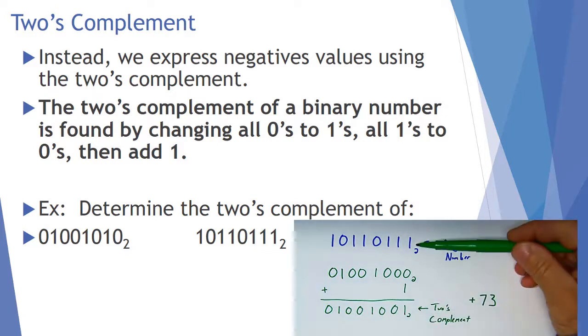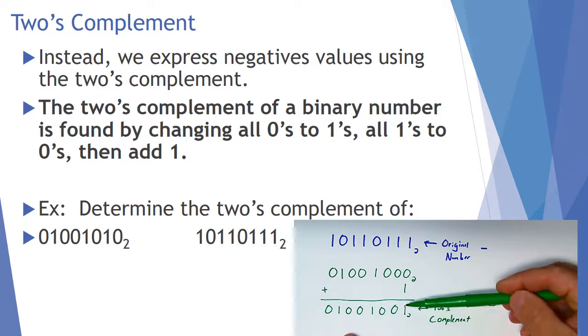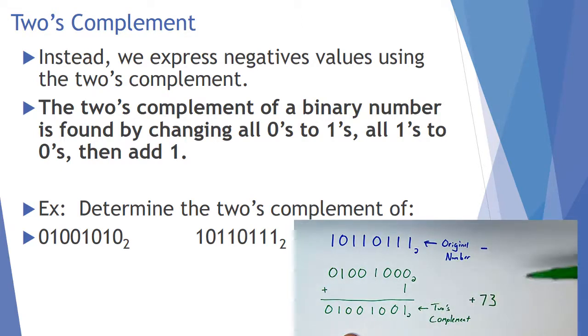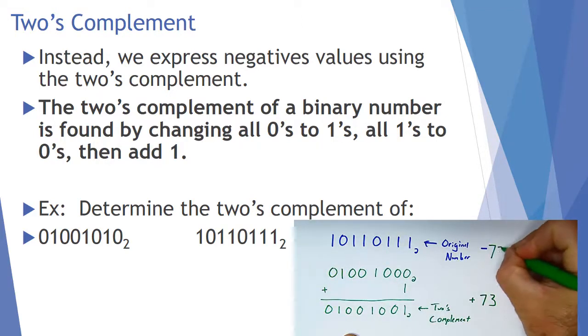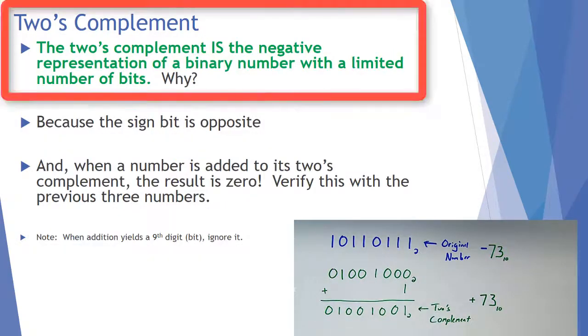Now, this was its 2's complement. 2's complements are always 2's complements of each other. That is to say, if we take the 2's complement of this new number, we'll get right back where we were. That means our original number, since it was negative, must have been negative 73 base 10. And so what we just showed is that the 2's complement of a number is the negative representation of a binary number if you have a limited number of bits.